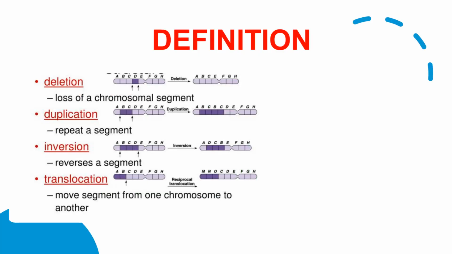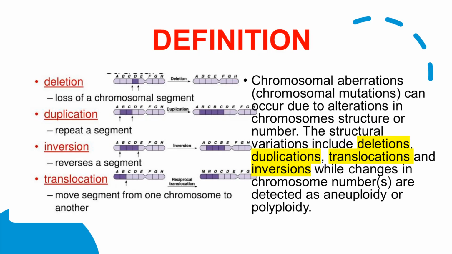Definition. Chromosomal aberrations, or chromosomal mutations, can occur due to alterations in chromosomes' structure or number. The structural variations include deletions, duplications, translocations, and inversions, while changes in chromosome numbers are detected as aneuploidy or polyploidy.